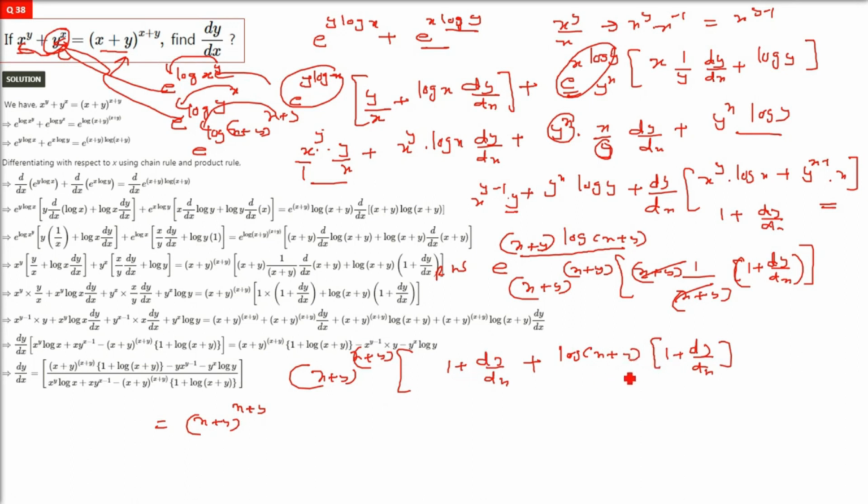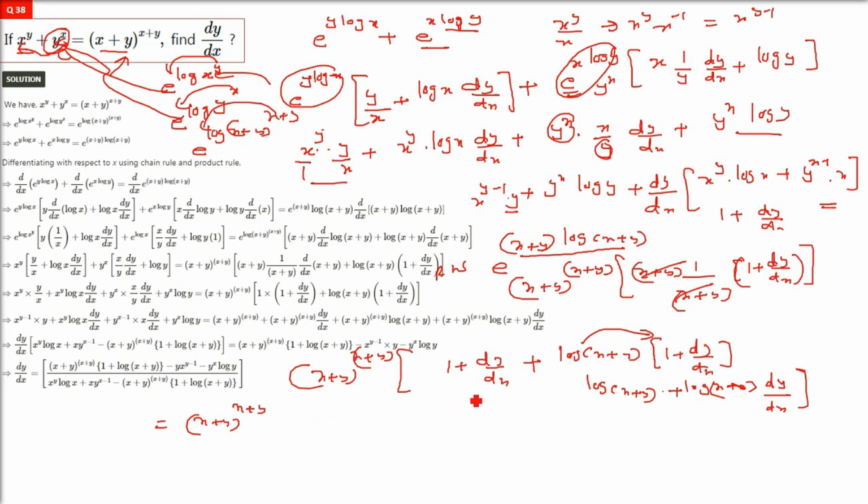So x plus y to the power x plus y, and I am multiplying it first. Log x plus y plus log x plus y into dy by dx. Since I am multiplying x plus y to the power x plus y inside, I have already multiplied whatever was inside. So let us multiply this. I am multiplying now the outer term with the inner term.